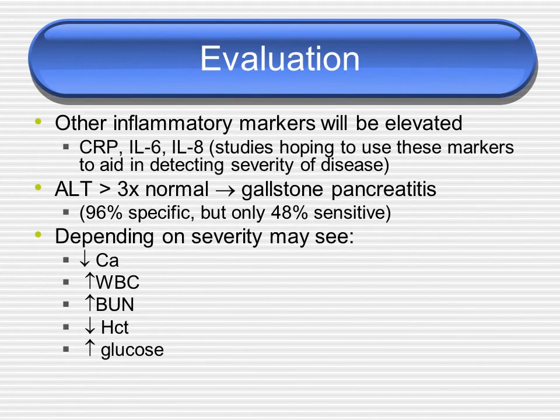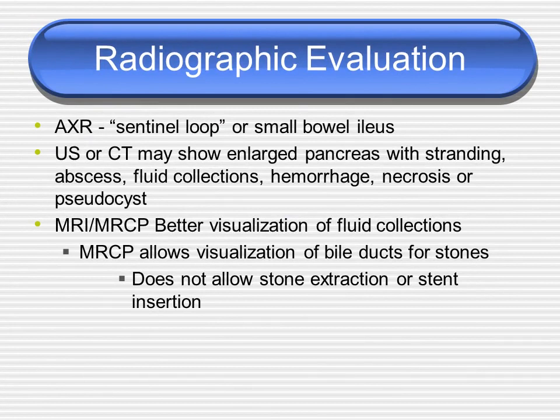ALT, a liver enzyme, can be more than 3 times normal in gallstone pancreatitis. Depending on the severity, in the severe form we find decreased calcium, increased white blood cells (leukocytosis), increased blood urea nitrogen, decreased hematocrit, or increased sugar. We send the patient for radiological evaluation. On X-ray we find an ileus.